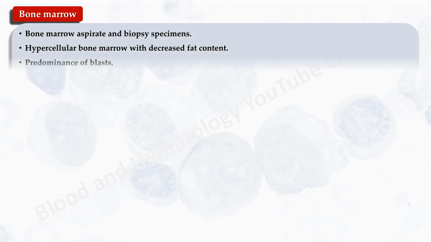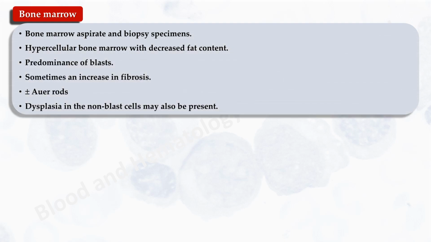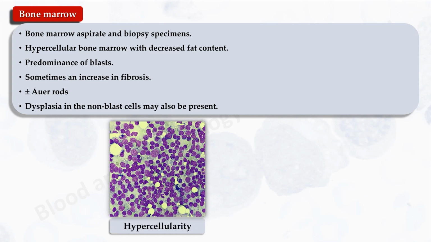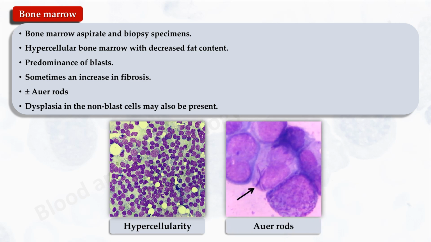Bone marrow testing should include both aspirate and biopsy specimens. Typically the bone marrow presentation is hypercellular with decreased fat content, a predominance of blasts, and sometimes an increase in fibrosis. Auer rods and also dysplasia in the non-blast cells may be present.